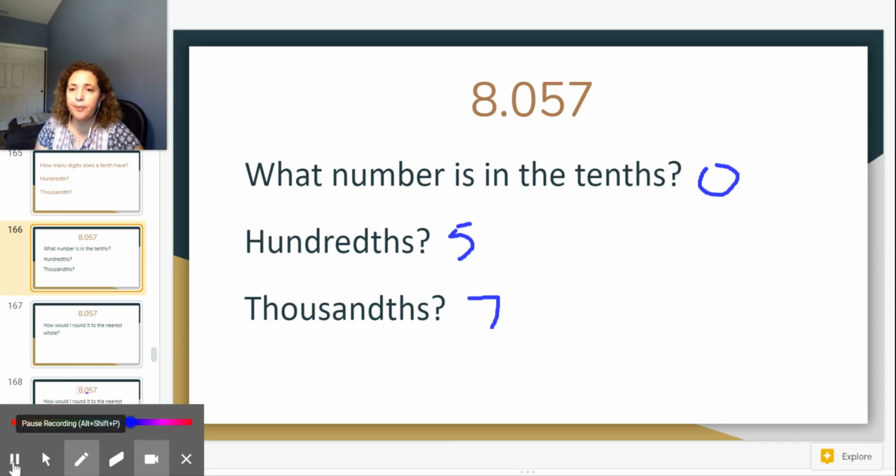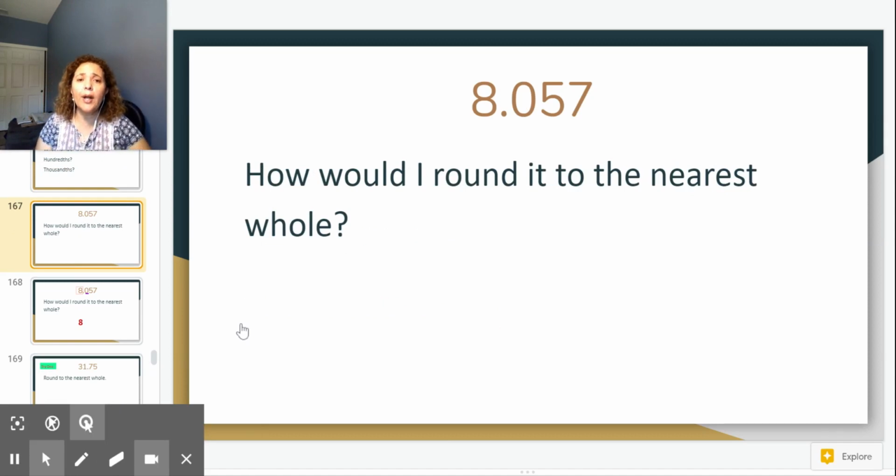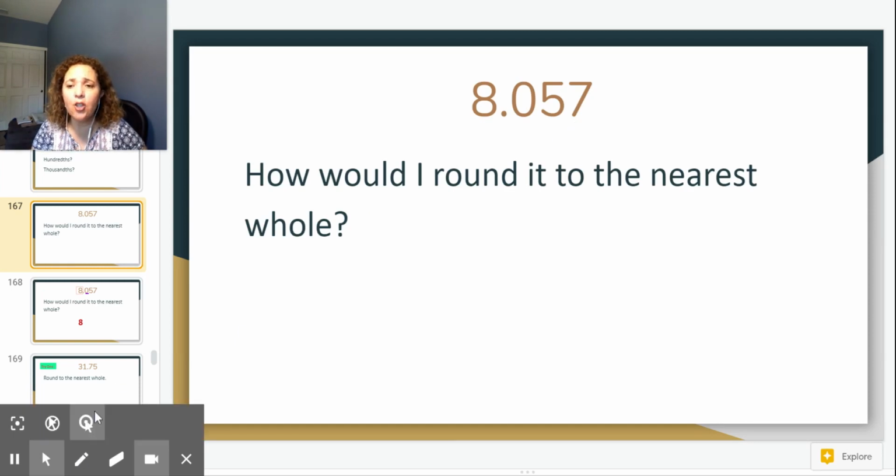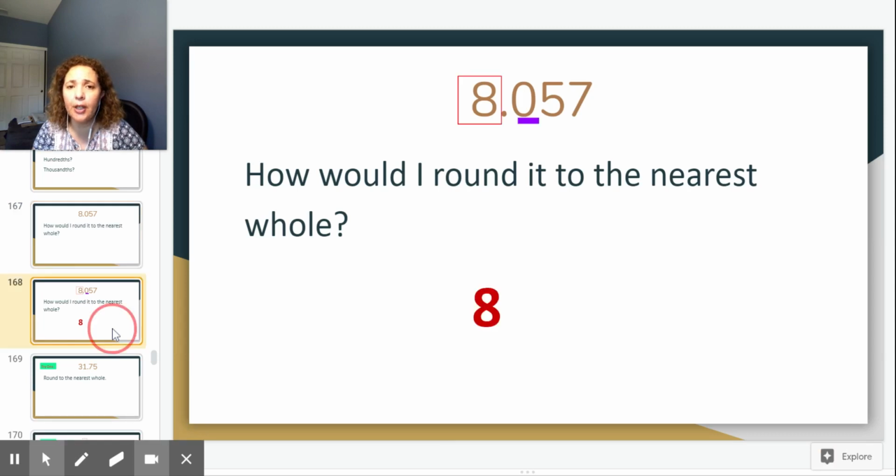Okay, so how would I round to the nearest whole? 8 and 57 hundredths, a number we just looked at. How would I round that to the nearest whole? So yes, I need to find my target, right? What's my target? My target is the 8. So put a box around the 8 and then look at the number on the right. It's a 0. So that means what? 0, 1, 2, 3, 4 stays the same. So my 8 and 57 hundredths to the nearest whole would round to 8.